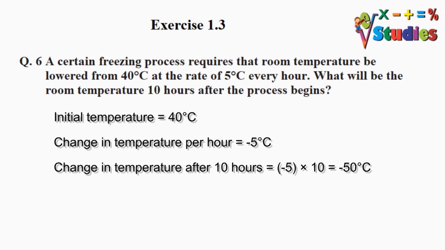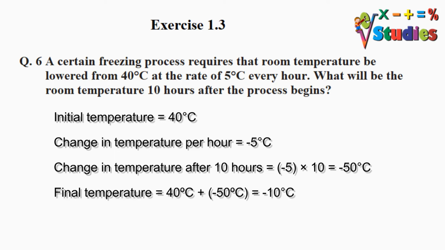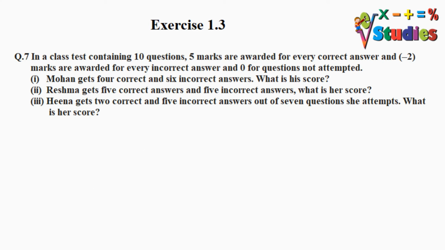So 10 would be multiplied by negative 5, that will give us negative 50 degrees Celsius, and then we need to add negative 50 to the initial temperature, which is 40 degrees Celsius. So 40 degrees Celsius plus negative 50, and that will give us answer negative 10 degrees Celsius. So at the end of the process, we'll reach the temperature of negative 10 degrees Celsius. Let's move on to question number 7 of the exercise 1.3.